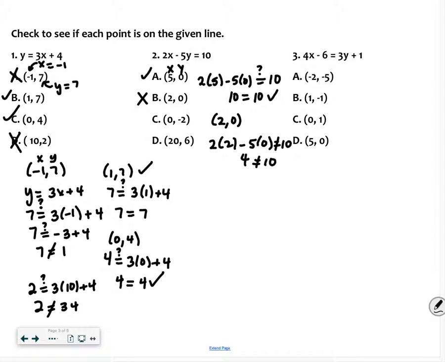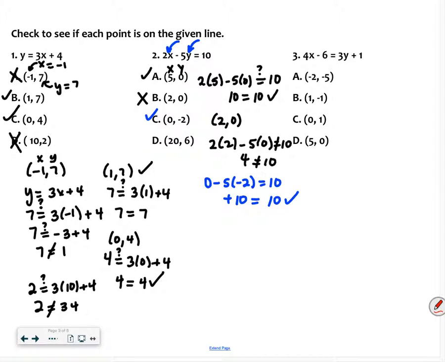All right, the next one, 0 comma negative 2. See if you can do that one kind of in your head. If you plug in a 0 here and a negative 2 here, do you see how we would have 0 minus 5 times negative 2 is equal to 10? So we do get positive 10 is equal to 10, positive 10, right? So it works.